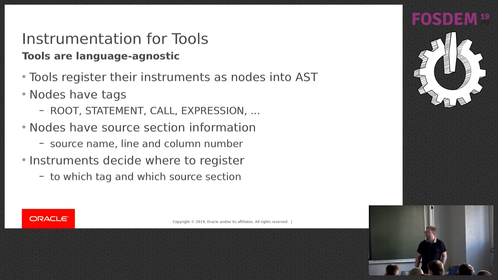So when instruments decide where to register, they need to define which tag and which source section they should attach to. This is declared in advance, and when the node is created, the instrument is notified about that, and a wrapper node is created around that node, and the instrumentation is attached.